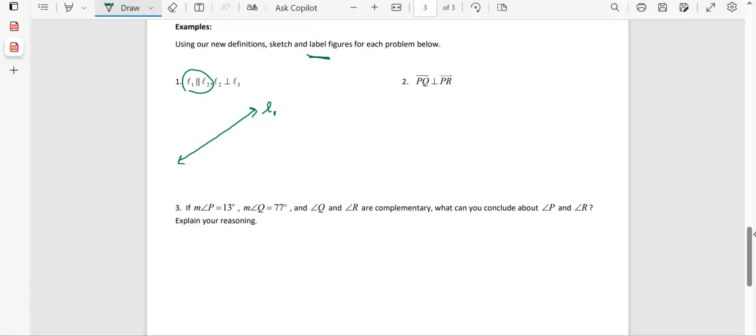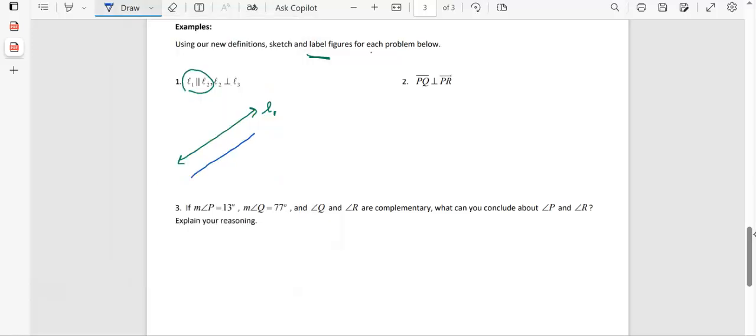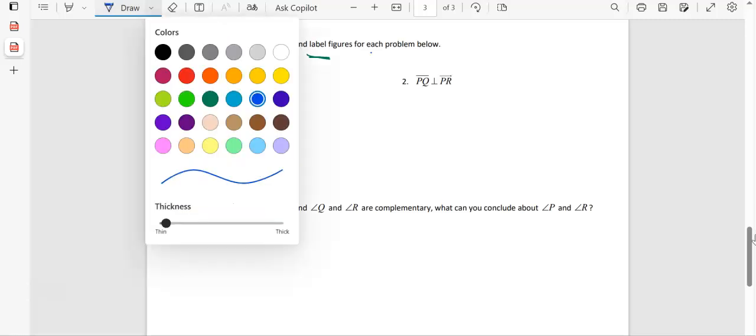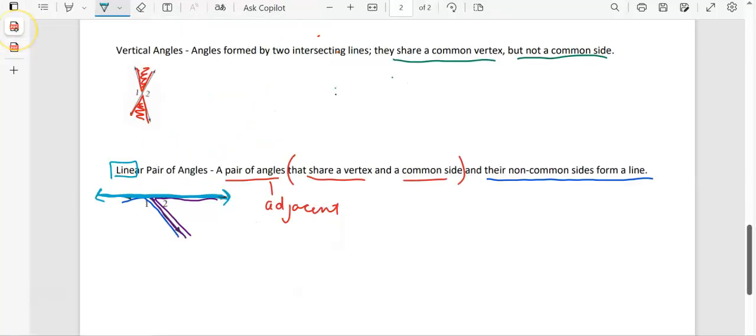So here I have L1, and L1 is parallel to L2. So then I'm going to draw L2. So parallel lines lie in the same plane and never intersect, and they're always the same distance apart. So here's my L2.